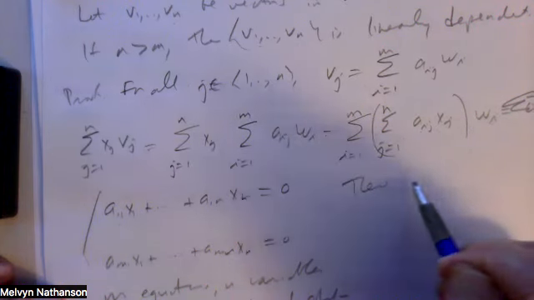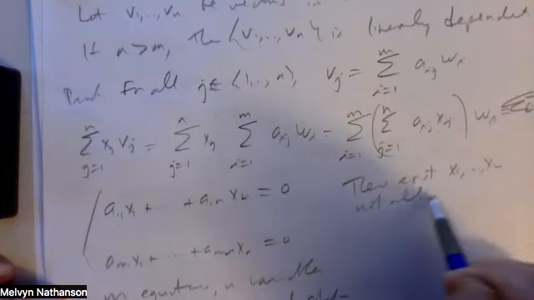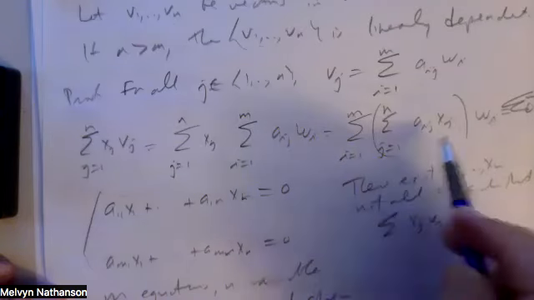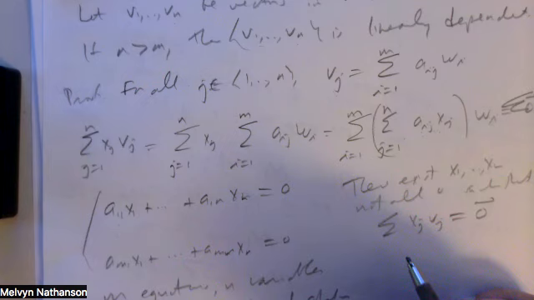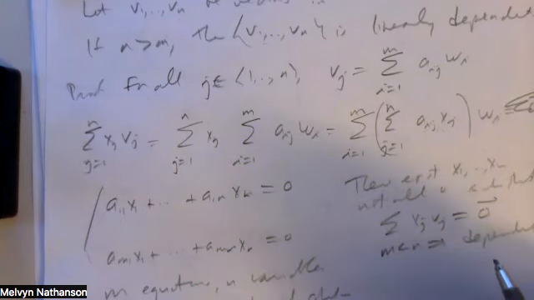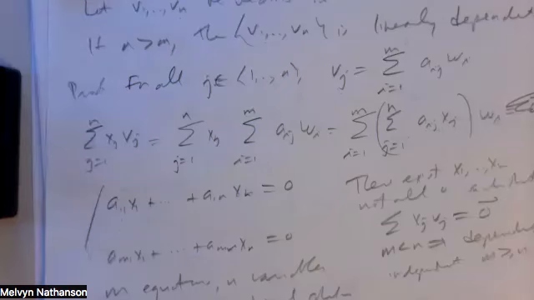So I can find scalars x1 up to xn, not all zero, such that the summation of xj vj is the zero vector. So m less than n implies the vectors v1 up to vn are linearly dependent. And so if they're independent, that can only happen if m is greater than or equal to n. Not necessarily, but if they're linearly independent, n is less than or equal to m.